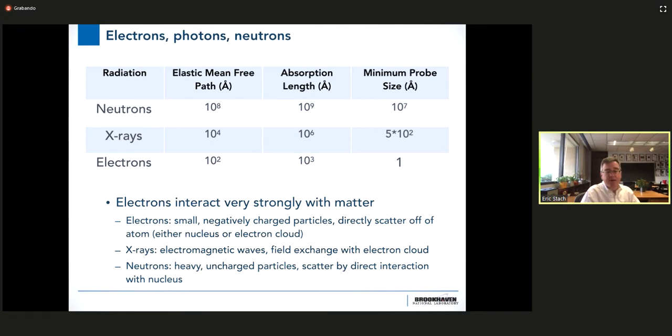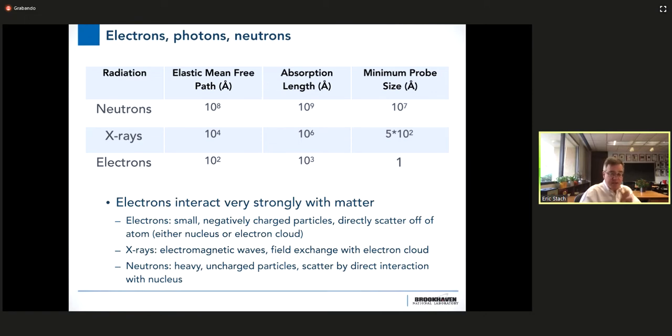And so a key difference between electrons in the use of materials characterization and X-rays and neutrons is the ability to do routine atomic scale imaging and routine atomic scale chemical characterization. So this is a real strength. So that's an important part. I've talked quite a while just to make sure that we see that right at the beginning.